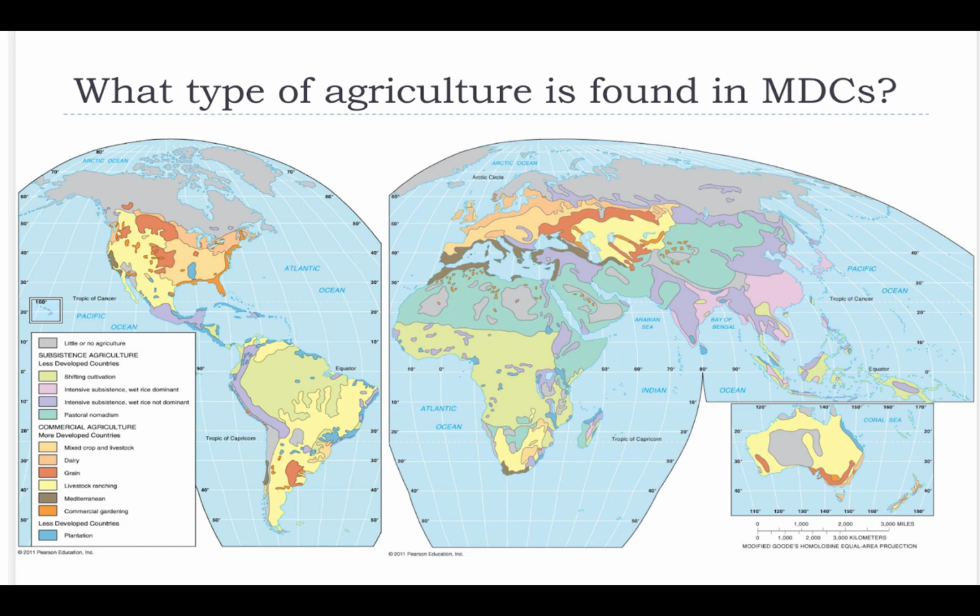And then Mediterranean agriculture, found only in very specific areas of the world, obviously around the Mediterranean Sea, but also the Pacific Southwest of the United States, along the southern tip of South Africa, and the west coast of Chile in South America.